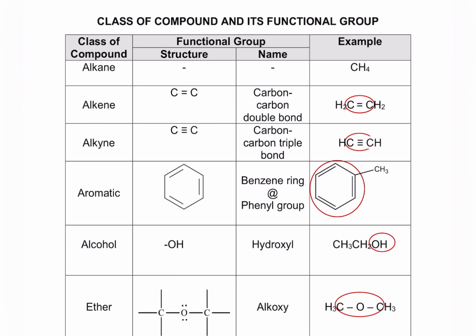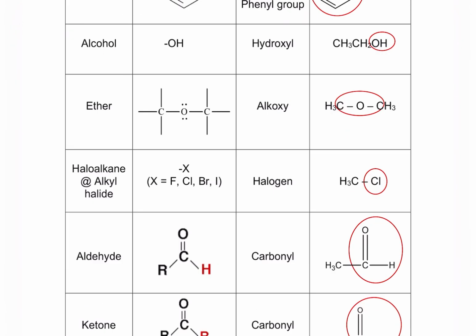Next, we got aromatic compound with structure benzene, and the name of the functional group is benzene ring or phenyl group. You can choose either one that you're comfortable with. So how you want to circle, you just circle the benzene ring in this structure. Let's go to alcohol with OH as the structure for the functional group, and the name of it is hydroxyl. Please take a look at this spelling carefully. And when you circle, just circle the OH group.